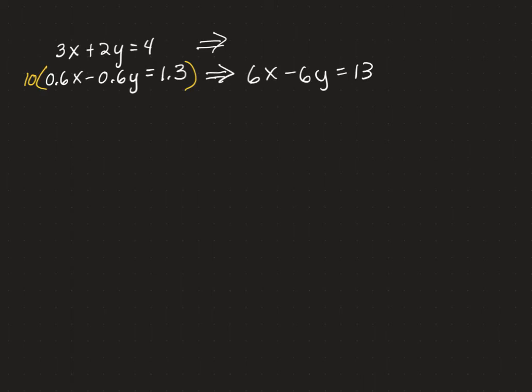Well, let's go ahead and get rid of the x's. Well, do we want to do that? Look at the x's: we have a positive 3, we have a positive 6. We have a positive 2 for the y. We have a negative 6 for the coefficient of y on the other one.